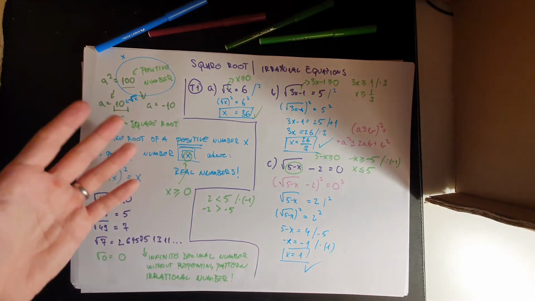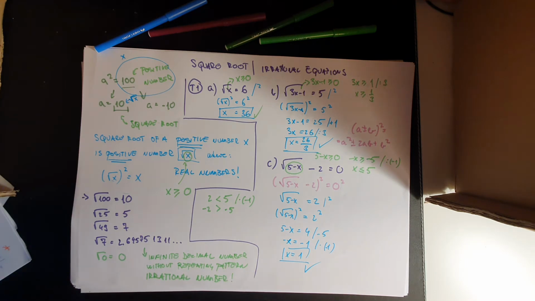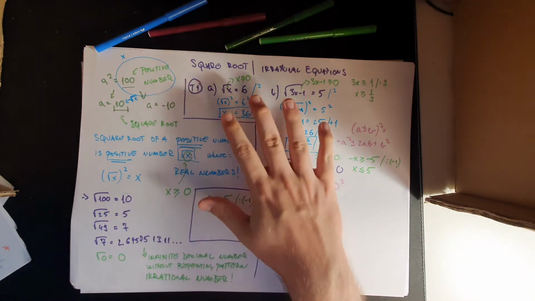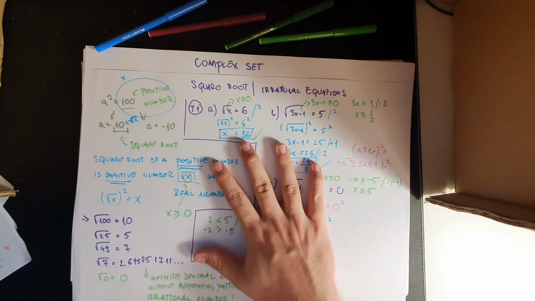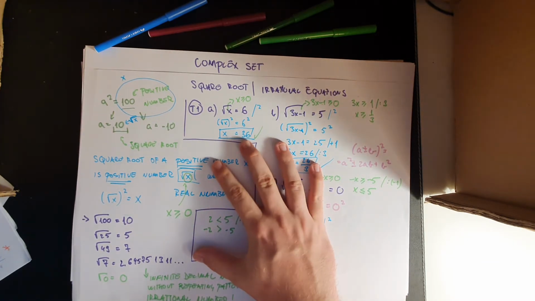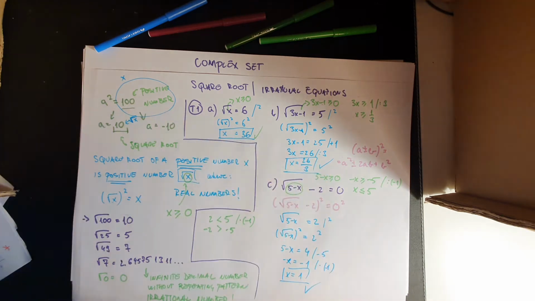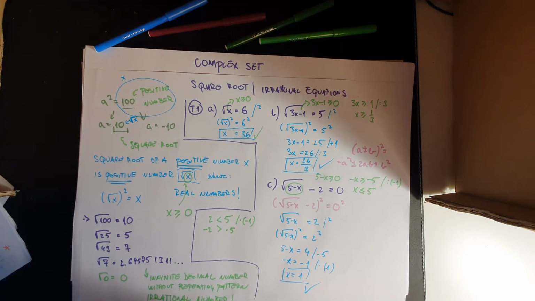Now, at the beginning of this lecture, I'm showing you again something that we've done last time: square root and irrational equations themselves. Now, why am I showing you this? Because now we're going to continue on into the next set of numbers, and it is going to be the complex set of numbers. Now, why do we need the complex set, or how does it appear?